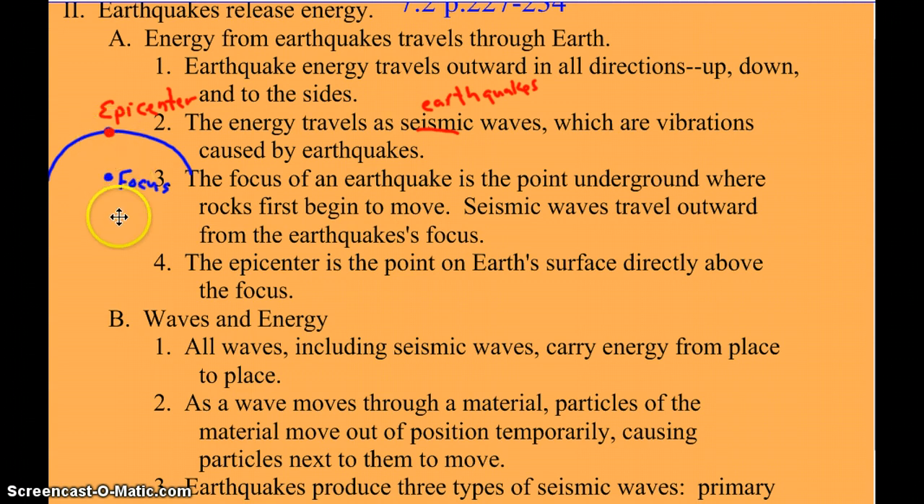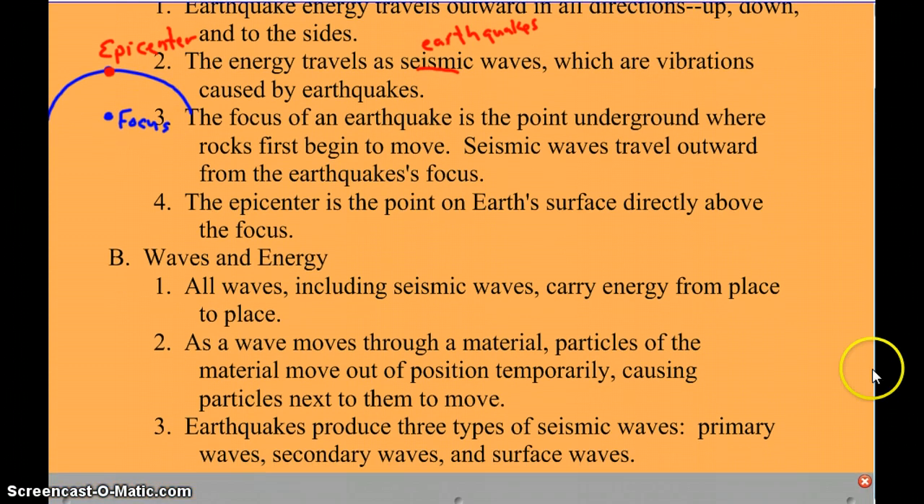So if you can kind of see my picture over here, you have the focus, and then you have the epicenter right above it, right on the surface. Like I said before, all these energy waves travel out from the center of the focus, and as they move, it's kind of weird, they move the particles out of position just temporarily, and that allows the energy wave to keep on traveling through.